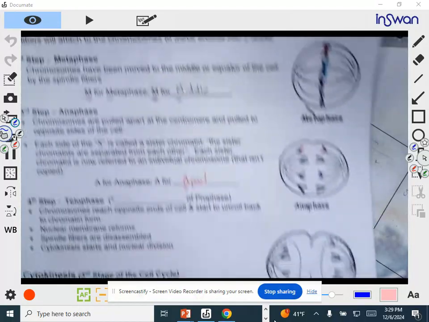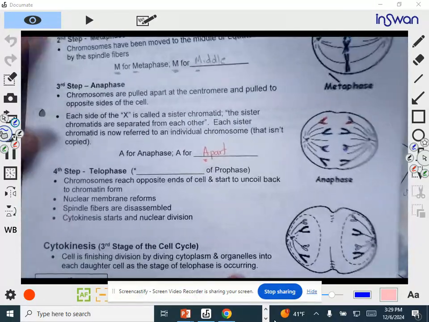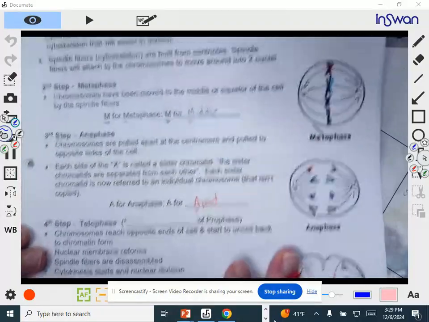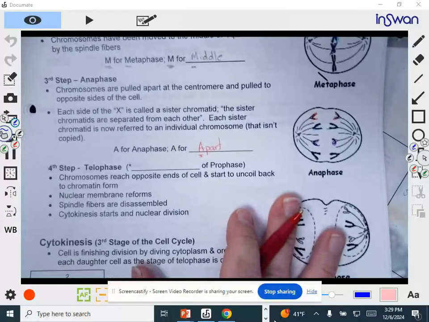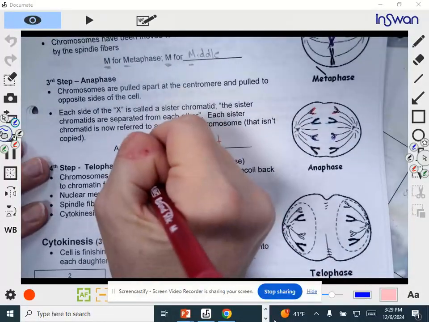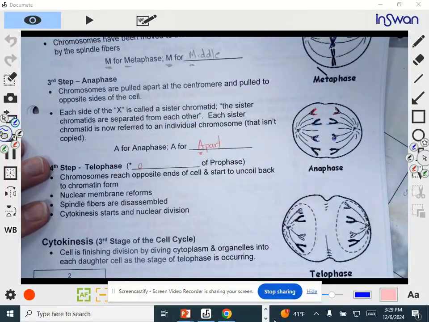All right, last phase, telophase. So we went through P, M, A, T. If you remember what happens in prophase, the opposite is going to happen in telophase. So telophase, we're going to remember, is the opposite of prophase.